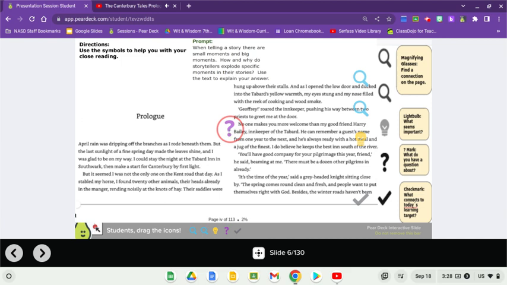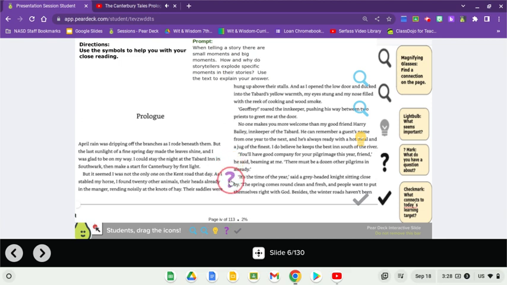Innkeeper of the Tabard. He can remember a guest's name from one year to the next, and he's always ready with a hot meal and a jug of the finest. I do believe he keeps the best inn south of the river. "You'll have good company for your pilgrimage this year, friend," he said, beaming at me. "There must be a dozen other pilgrims in already."